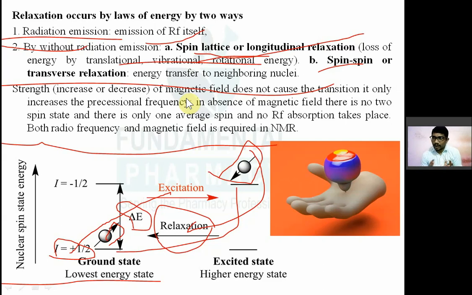In the absence of a magnetic field, the spin state of nuclei is degenerate. Degenerate means only one spin state. In that case no absorption of radio frequency will be there.